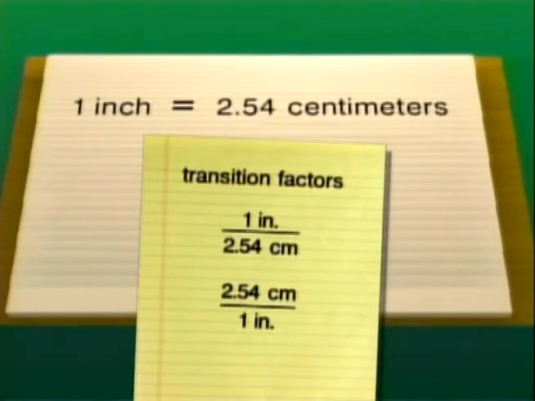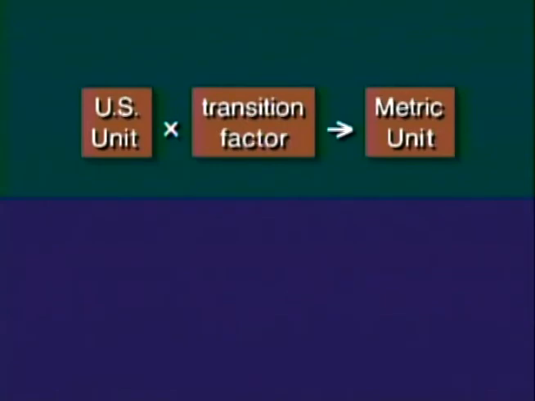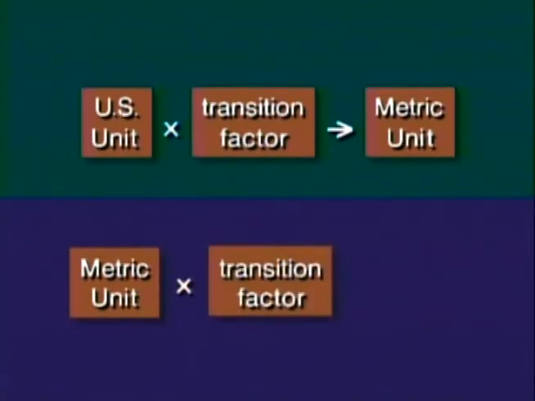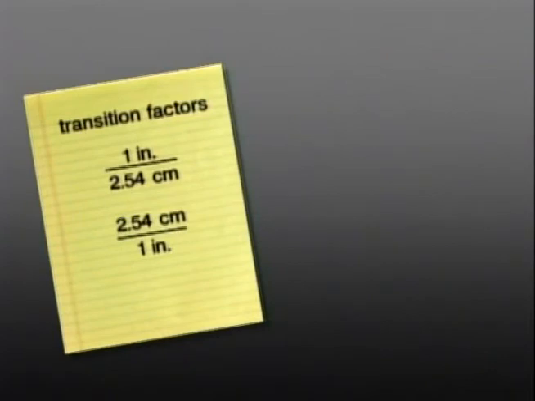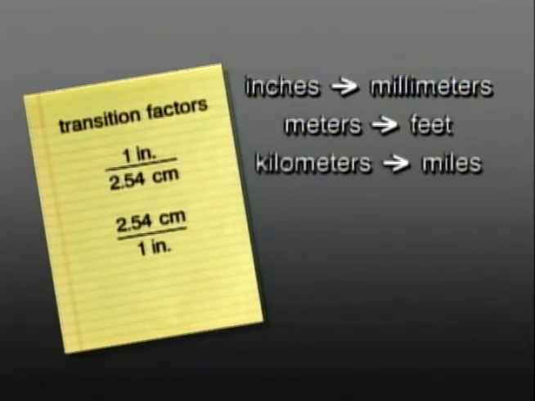To make the transition from the U.S. to the metric system, we start with the unit we know, multiply by a transition factor, and get an answer that is in a metric unit. To convert from metric to U.S. units, we start with the metric unit, multiply by a transition factor, and get an answer that is in a U.S. customary unit. These are the only 2 transition factors you'll have to know in this lesson. You'll see them when we convert between metric and U.S. units. For example, we'll use them when we convert from inches to millimeters, from meters to feet, and from kilometers to miles.